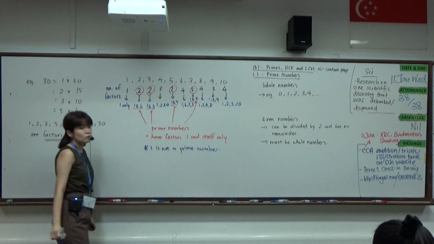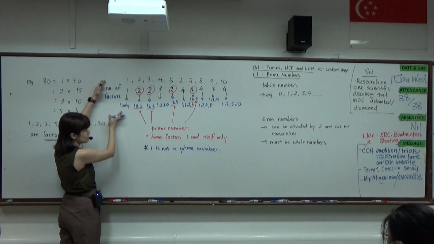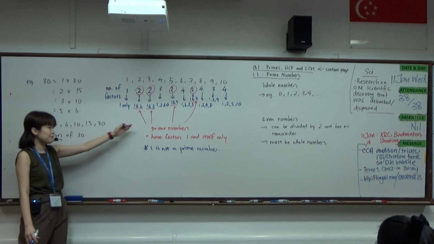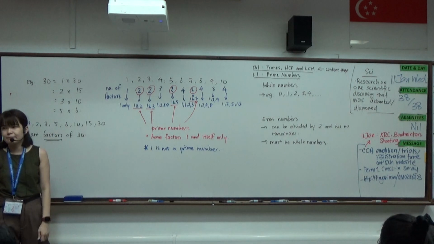What you want to copy in your notebook, I leave it up to you whether you want to copy this whole table now, or you can just write down the key point over here, that prime numbers have factors 1 and itself only, and 1 is not a prime number.